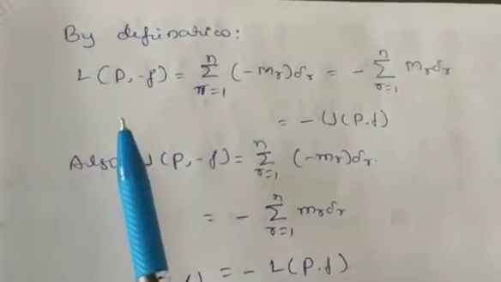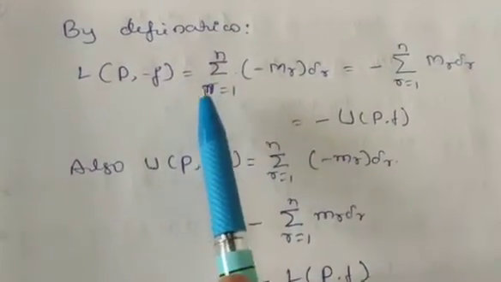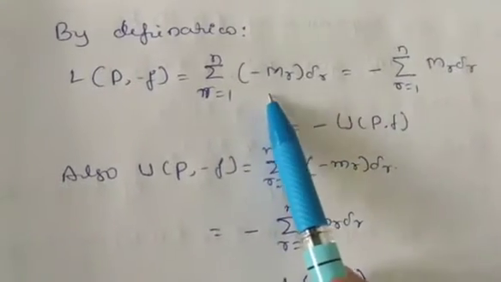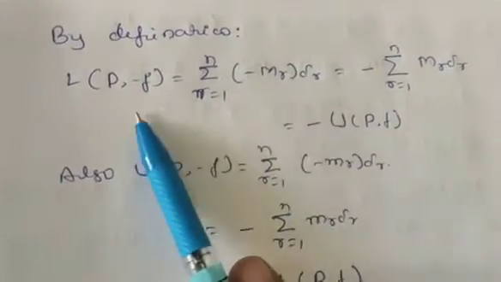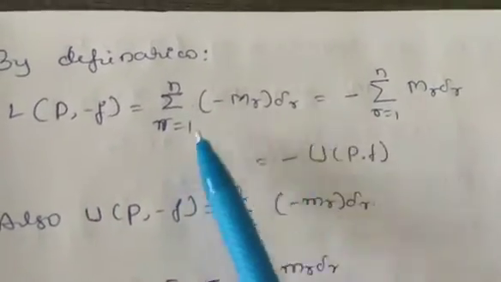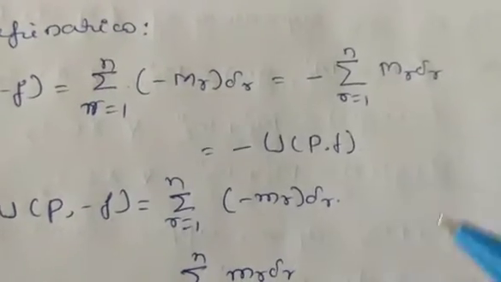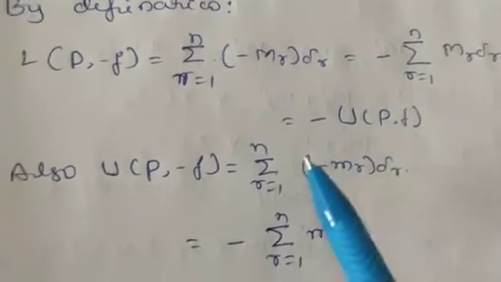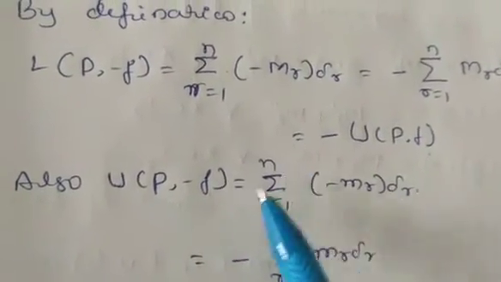Again by the definition, L(P, -f) is equal to sigma r equals 1 to n. From the definition of the lower sum, it is equal to -M_r delta r, because it is the infimum of -f, which is equal to, taking the minus sign outside, minus sigma r equals 1 to n of M_r delta r. And we know M_r delta r summed is U(P, f) for the positive function.